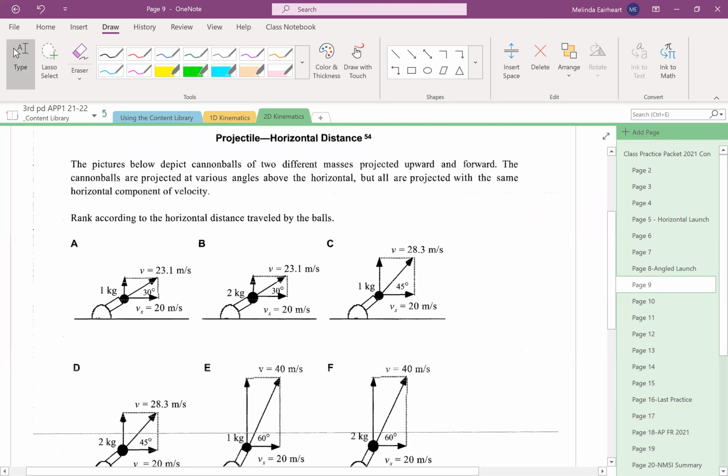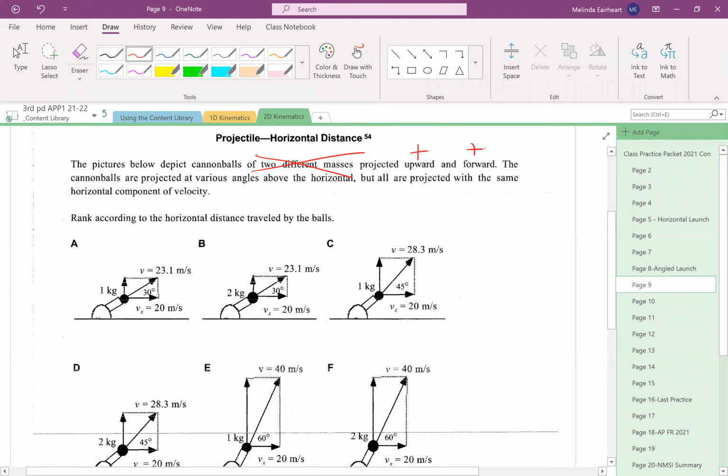We got launching at an angle. And so that's the kind of new piece today. We're not starting in one direction. We're launching in 2 dimensions. So we've got cannonballs of 2 different masses. Well, first of all, does mass matter to projectiles, to kinematics when we neglect air resistance? Nope. So who cares? Ignore the masses. Later with forces, mass will play a role. And it says we project them upward and forward. Okay, so those are kind of our positive directions.